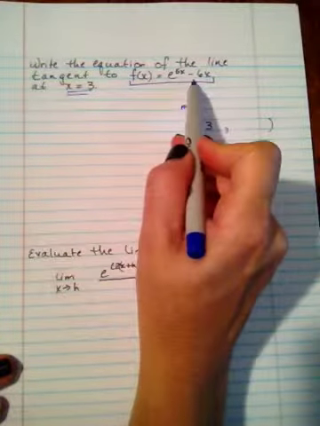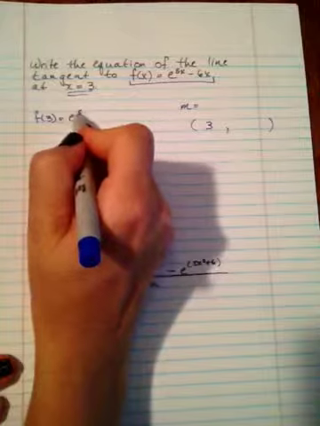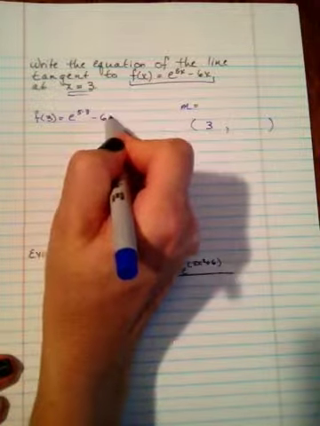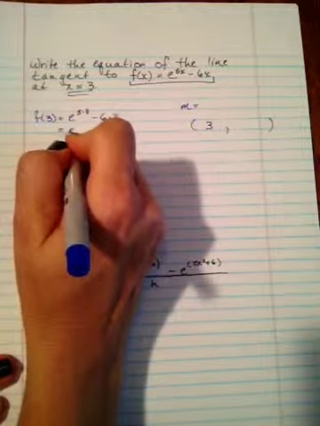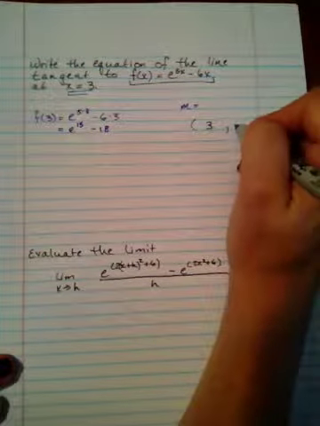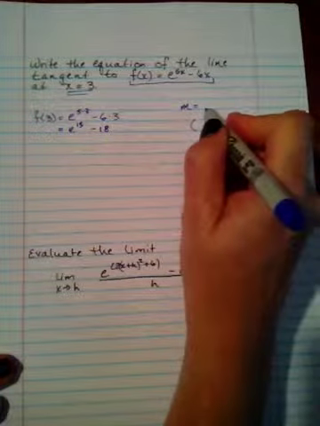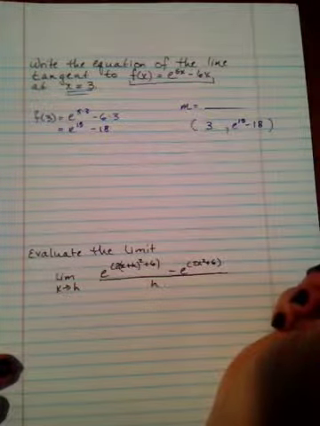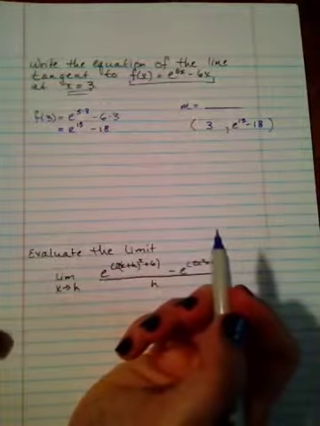If I want to find the y value, I'm very simply going to evaluate my function f of x at x equals 3. So f of 3 equals e to the 5 times 3 minus 6 times 3. So my f of 3 will equal e to the 15 minus 18. And that's my y value. To get my slope, I know that the slope of a tangent line is the derivative, and I'm going to evaluate it at x equals 3. So I need to find f prime of x.